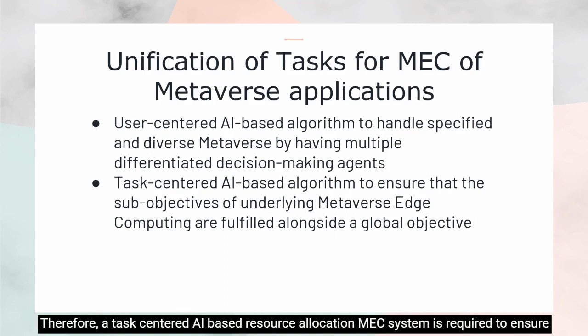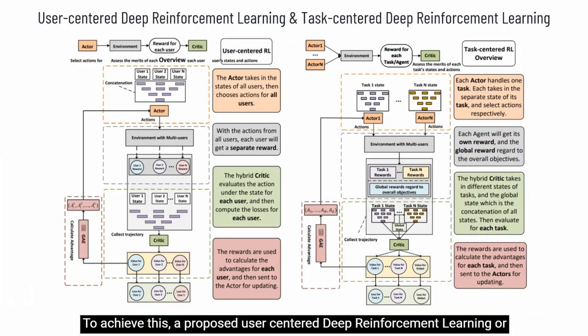Therefore, a task-centered AI-based resource allocation MEC system is required to ensure that the sub-objectives of underlying MEC tasks are fulfilled alongside a global objective. To achieve this, a user-centered deep reinforcement learning, or DRL, on the left and a task-centered DRL on the right are proposed and can be combined together to build a unified user and task-centered DRL architecture.